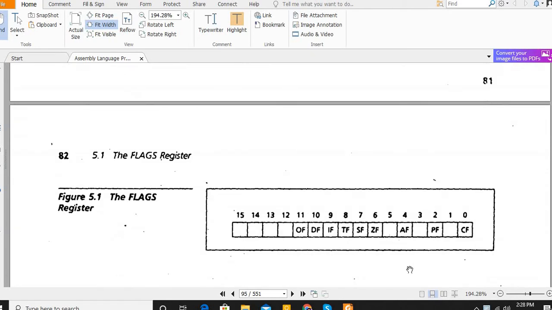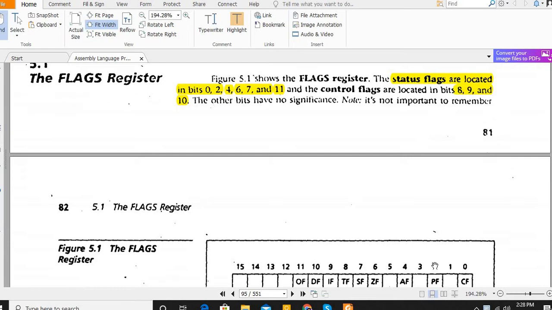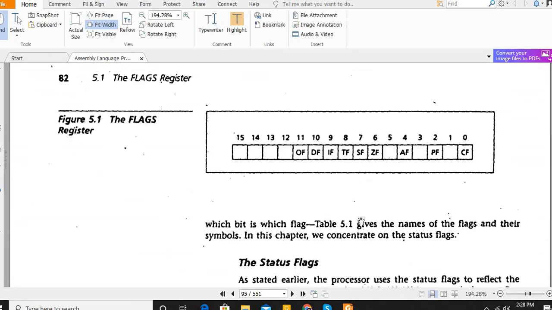In the 8086 microprocessor, the locations of the status flags are 0, 2, 4, 6, 7 and 11, and the control flags are at locations 8, 9 and 10. You can see this in this figure.